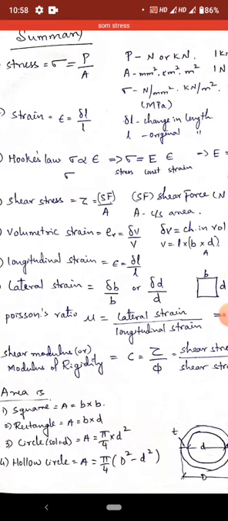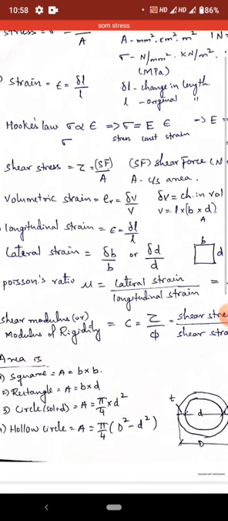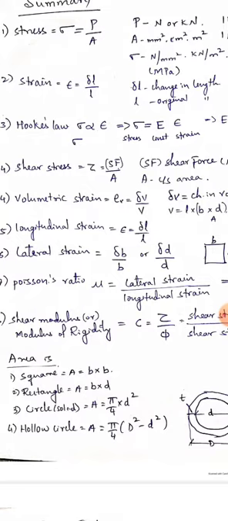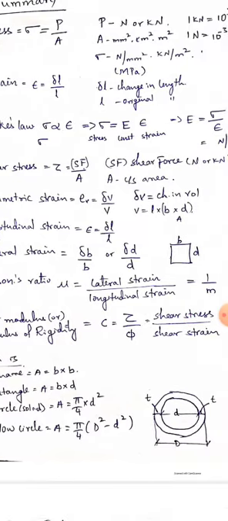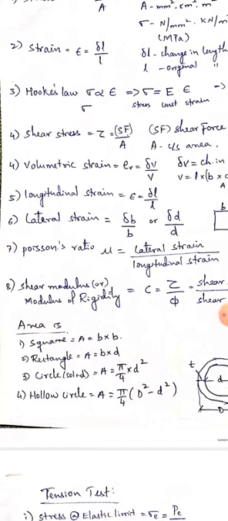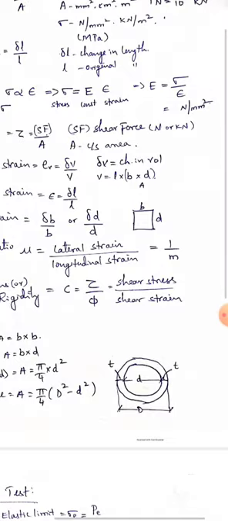Shear stress is shear force by cross sectional area. And volumetric strain, epsilon V, equal to how much? Delta V by V, where delta V is change in volume and V is original volume, that is L into B into D, that is area into length. Longitudinal strain, of course, the same, that is epsilon equal to delta L by L. Lateral strain is delta B by B or delta D by D, where B is actual width and D is actual depth. And Poisson's ratio is the ratio of lateral strain to the longitudinal strain. And shear modulus or modulus of rigidity C is equal to tau by phi, where tau is shear stress and phi is shear strain.